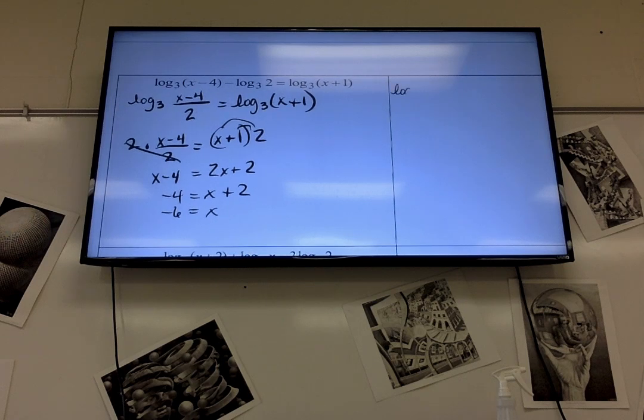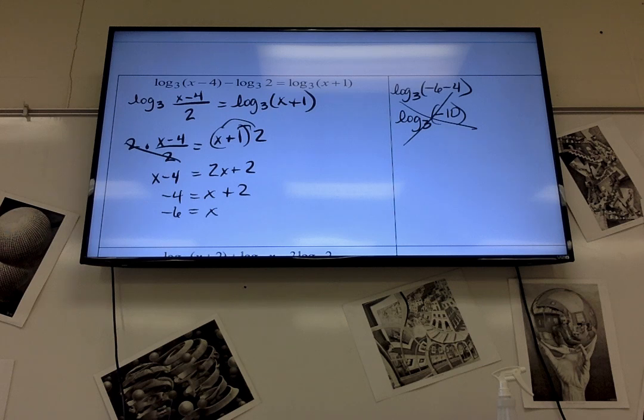I have log base 3 of negative 6 minus 4. Right there, you're going to be taking log base 3 of a negative number. That's not possible. You can't take the log of a negative number. You could try it in your calculator. Log of something negative is going to tell you there's an error.